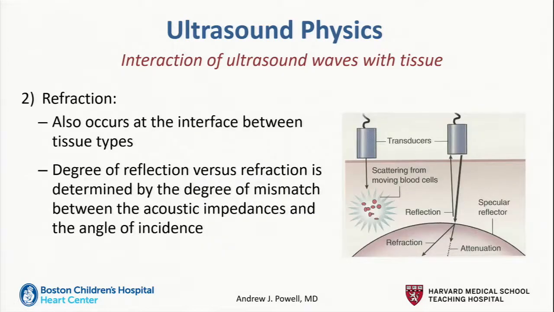All right, the second thing that can happen when sound waves interact with tissues is called refraction. This also occurs at the interface between two tissue types, again, tissue 1 and tissue 2 here. And what this means is that the sound waves are essentially bent or diverted, but they're still heading away from the transducer. And how much gets reflected back versus bent or refracted here depends on the different tissue properties of this tissue 1 and this tissue 2. Specifically, something called the acoustic impedance and the angle at which it strikes the interface.